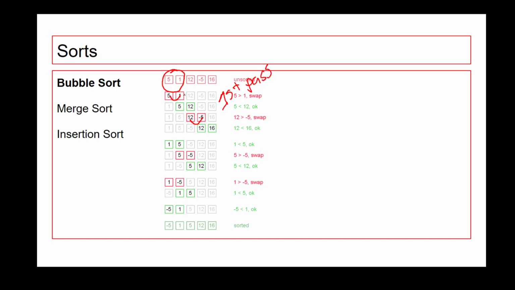So we can see here that we've just looked at the values going through, and then we're going to start again. 1 is less than 5, so that's fine. 5 and minus 5 are the wrong way around, so we're going to do a little switcheroo. 5 and 12 is fine. 16 we know is the largest number, so we don't have to worry about it. Then we're going to have a look again. 1 and minus 5, because minus 5 has now moved down into this new position, we need to switch those around. So then minus 5, 1, 5, 12, fantastic.